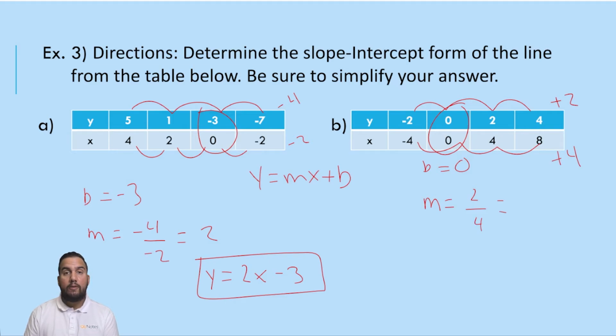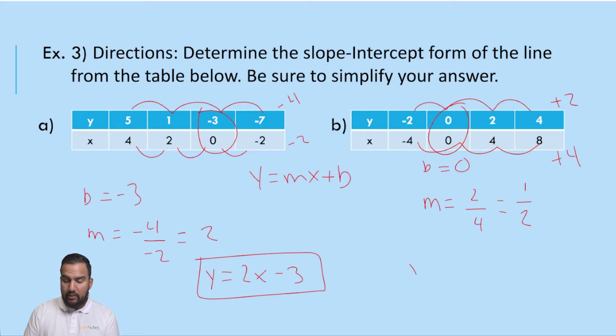Now when I simplify 2 over 4, I divide both sides by 2, and it simplifies to 1/2. Some of you may have 2. Remember, the bigger number, 4, is on the bottom, so the bigger number has to stay on the bottom. That's why it's 1 over 2.